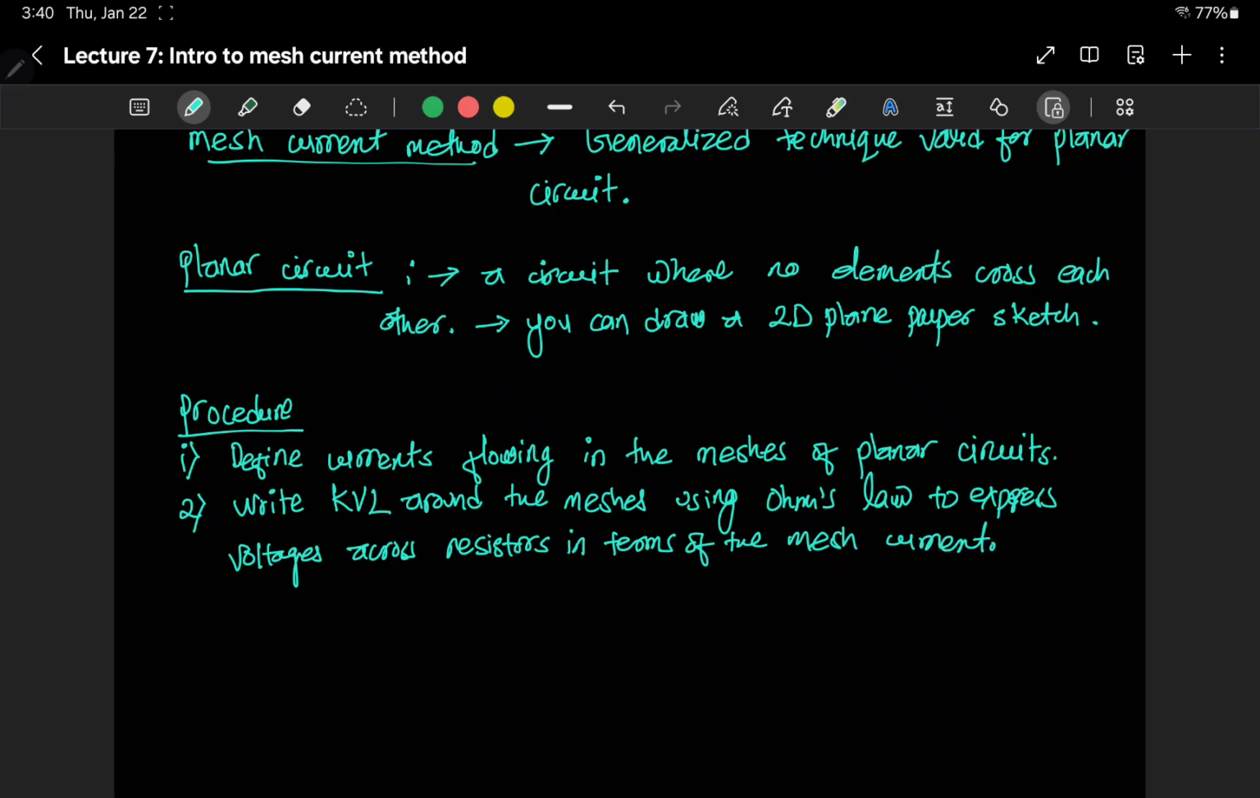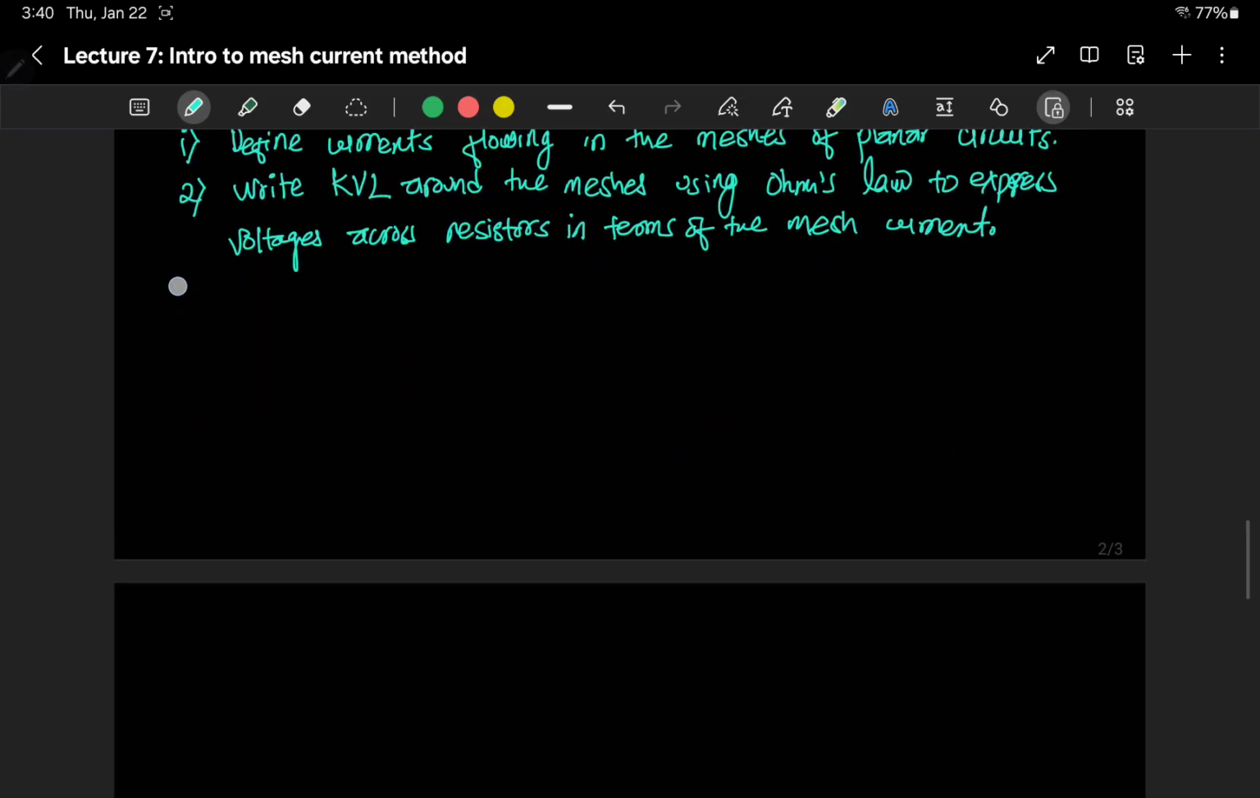So in the node voltage method, what we did was quite opposite. We wrote down the KCL around the nodes using Ohm's law to express the current across the resistors in terms of voltage. And that was the method. Here we are writing the KVL around the meshes using Ohm's law to express voltage across the resistors in terms of mesh current. So the third step here is using KVL we'll get equations, and we solve those equations to get the unknowns. So we'll solve the system of equations.